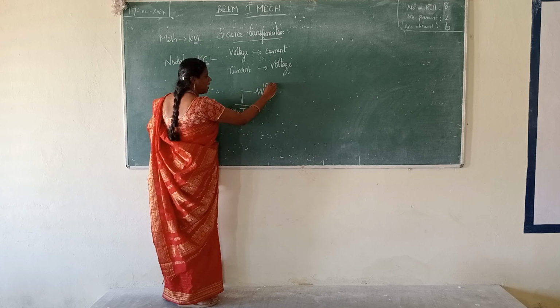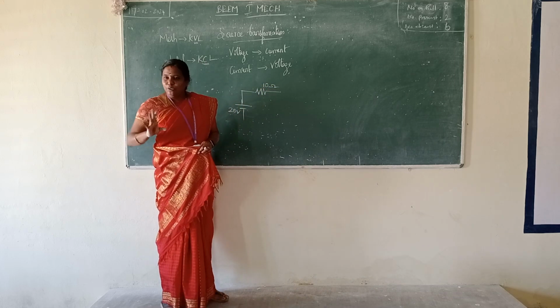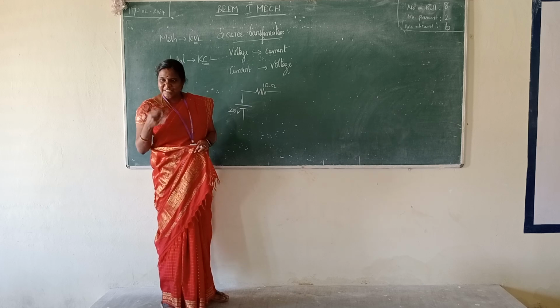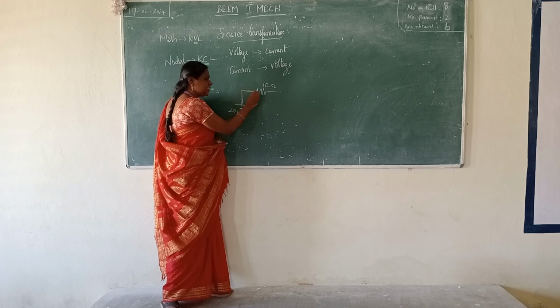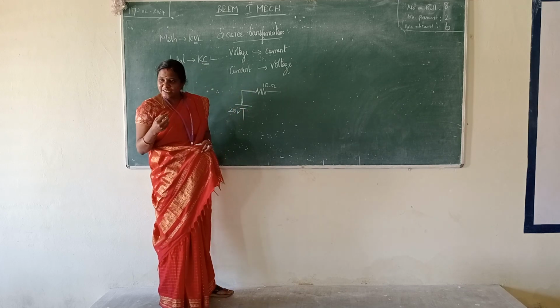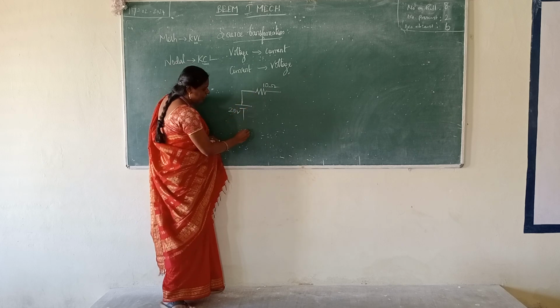You will always have a resistor in series with a voltage source. Whenever you have a voltage source, you will have a resistor in series with it. If I have a resistor, this is a series connection. Now what is a series connection? One upon the other. I can draw it like this.